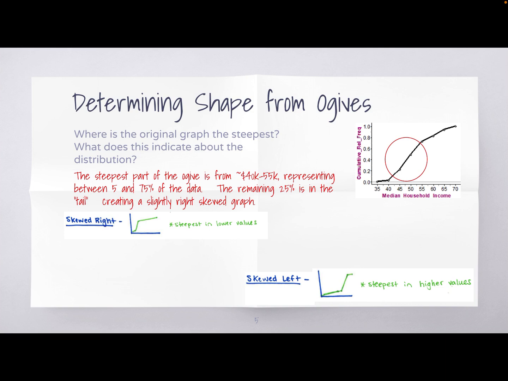So this is slightly skewed right. The remaining 25% is in the tail. Skewed right means the steepest is in the lower values. Skewed left, steepest is in the higher values. So go ahead and draw that. And then symmetric, steepest is in the center. So you're looking again at the tail. Where is the tail located?